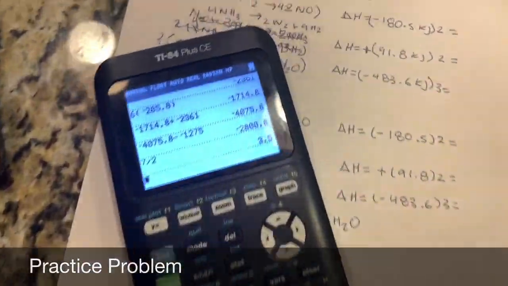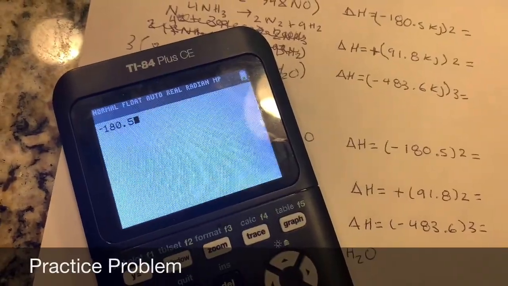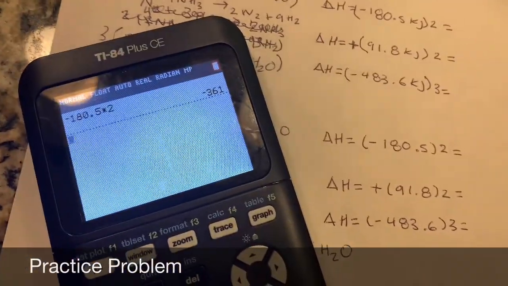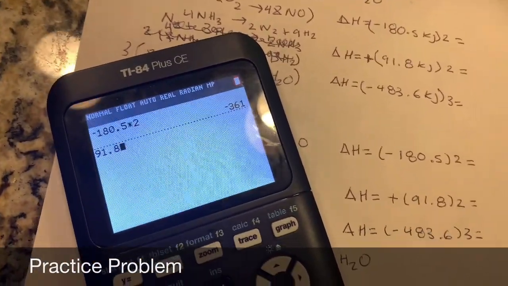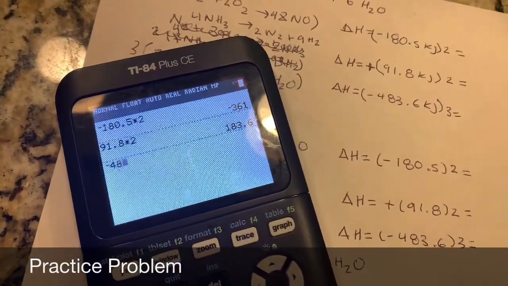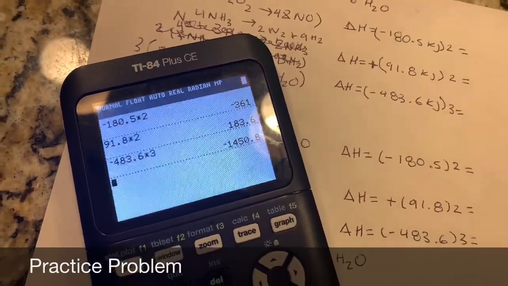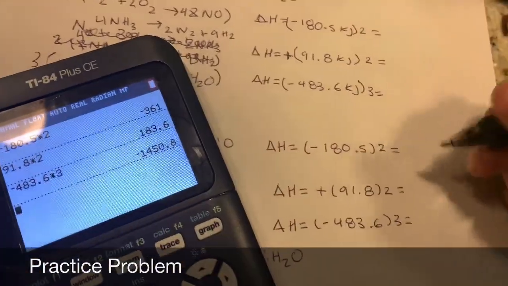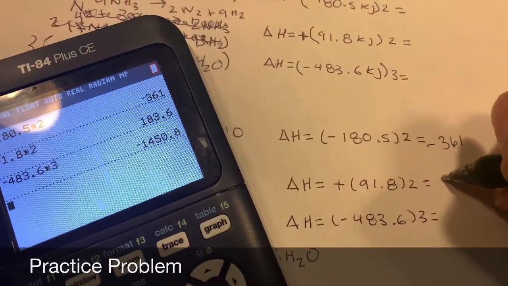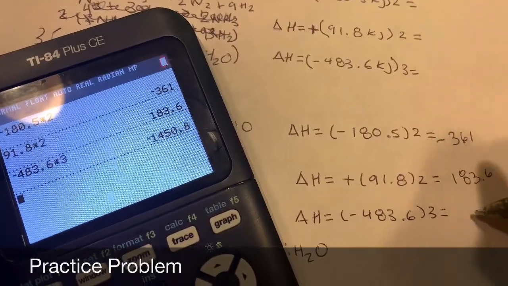So we're gonna pull out this handy dandy TI-84. So we're gonna do negative 180.5. So we're gonna times that by 2, and that's gonna be that first one. Here it's going to be a positive 91.8 times 2, which is going to be equal to that. And here we have a negative 483.6 times 3, which is going to be that. So now I'm going to just write down all these numbers. And I understand it's a long process, but you know, it's always a long process.